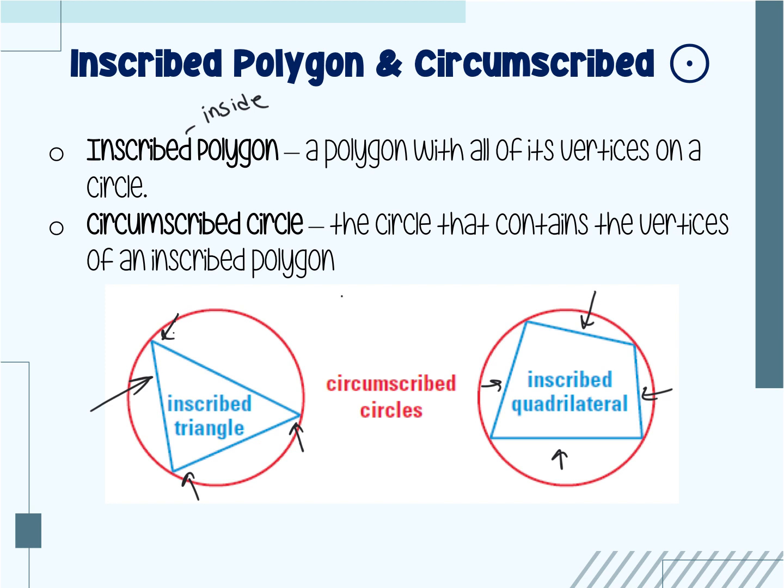So the circles here are circumscribed. Circumscribed we can think of as kind of drawn around, they're putting something into a space about the triangle or the quadrilateral.